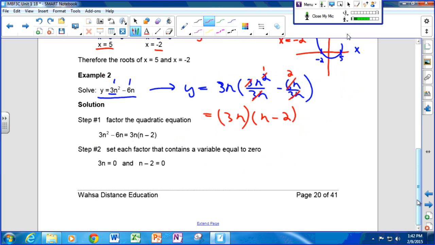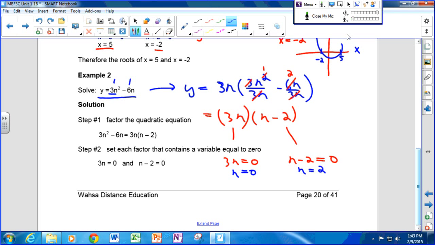We could now set each one of these to 0, 3n equals 0. Now, a traditional way of doing this is to put them on the same line and solve them in a kind of parallel way. For the left-hand side, 3n equals 0. 0 divided by 3 is still 0, so our answer is 0. And that's just something you'll learn to recognize. And here it's just n equals 2.